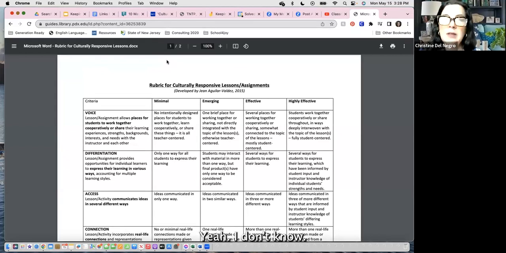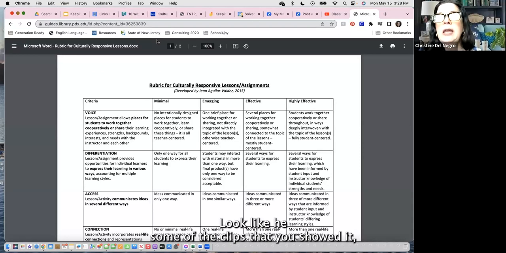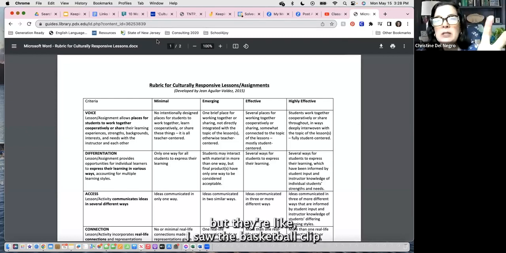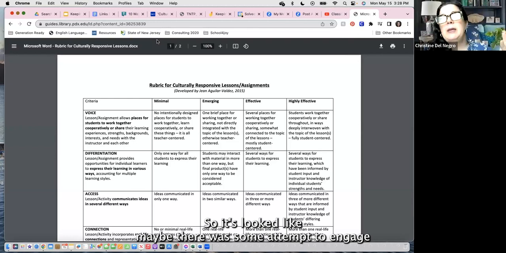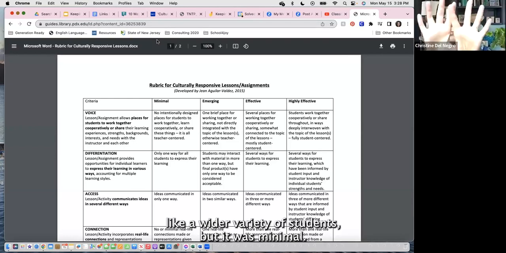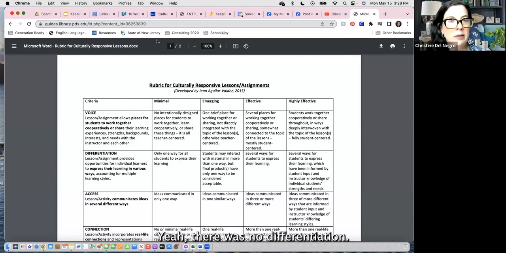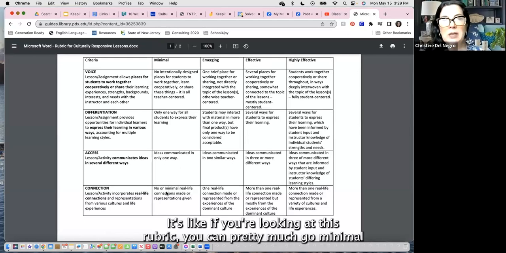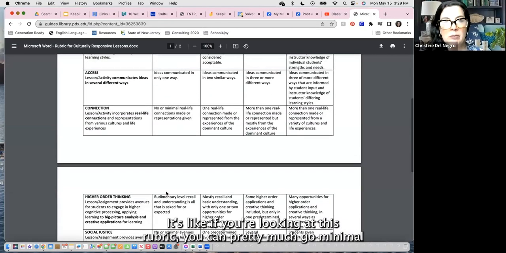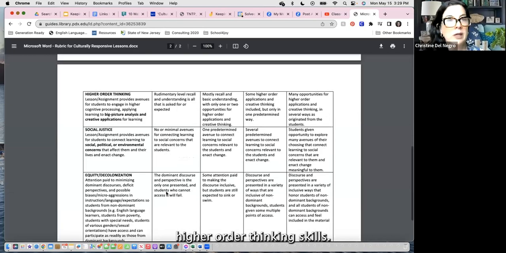Yeah, I don't know. It looked like some of the clips that he showed, and it was hard to see them all, but I saw the basketball clip and then the Hillary Clinton and the dancing. I couldn't see the person very well. So it looked like maybe there was some attempt to engage a wider variety of students, but it was minimal. Yeah, there was no differentiation. There was not really access. If you're looking at this rubric, you can pretty much go minimal. Higher order thinking skills, there were none.